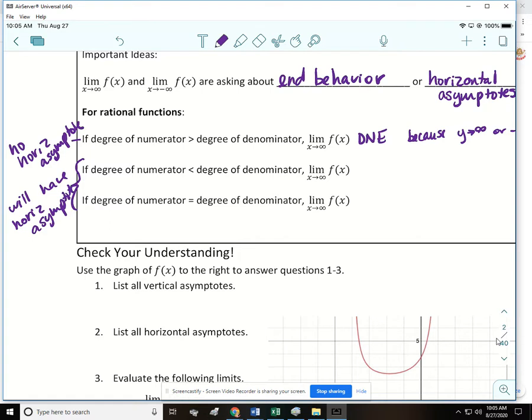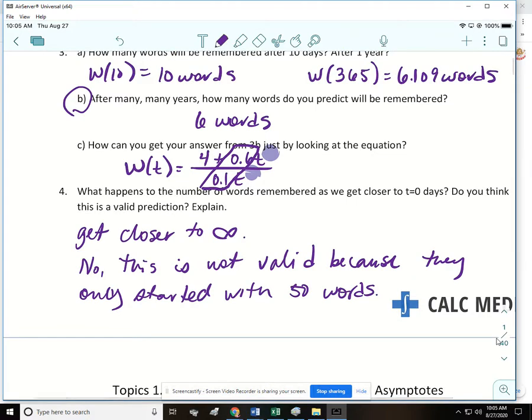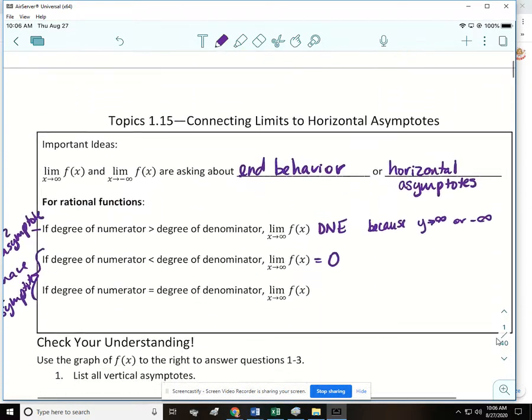All right, so try to remember when the degree of the numerator is less than the degree of the denominator, y equals 0 is the horizontal asymptote. So the limit as x approaches infinity of f of x is going to be 0. And then when they're equal, it's like what we did on this last problem, where you take the leading coefficient of the numerator and divide it by the leading coefficient of the denominator.